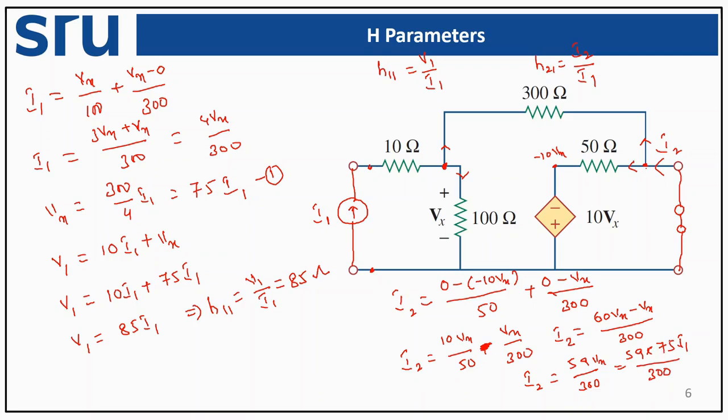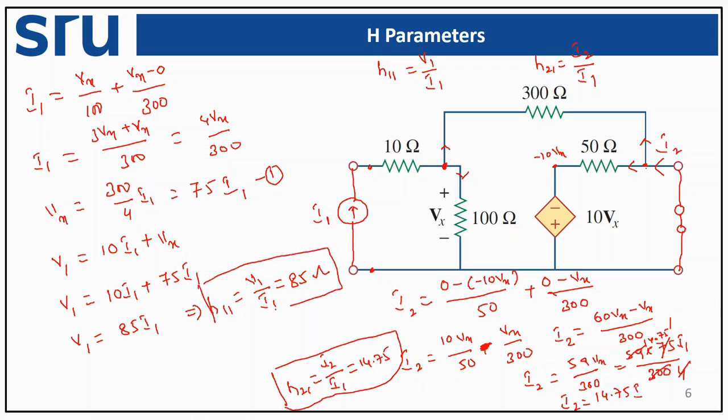So my I2 is equal to 14.75 I1. So if you take the ratio, my H21 will be equal to I2 by I1, which is equal to 14.75. This is my H21 and this is my H11.